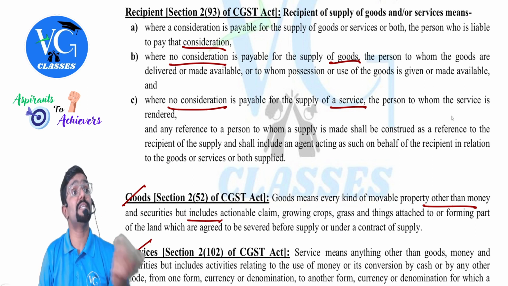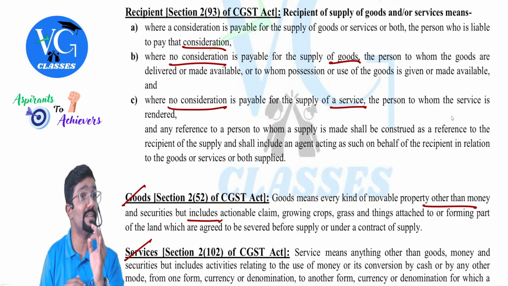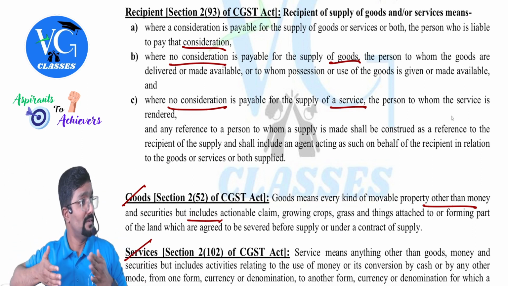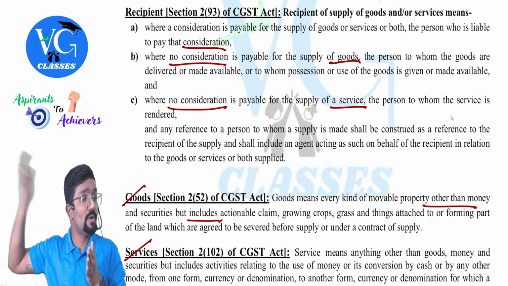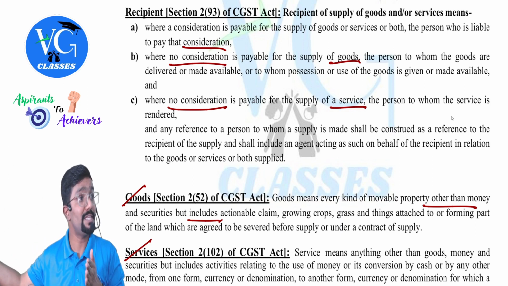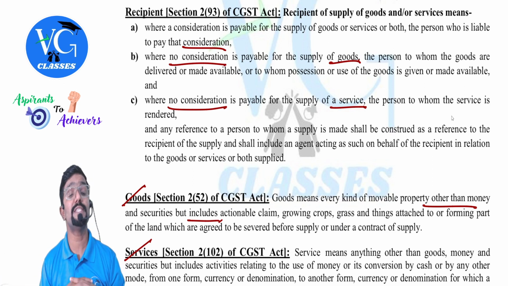Can agent be treated as recipient also? Yes, people listen. Agent is purchasing the goods on behalf of principal. When agent purchases the goods, invoice is issued in the name of agent as what? Recipient. Can we treat him as a recipient?